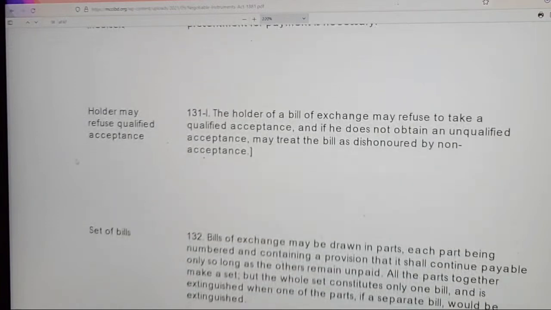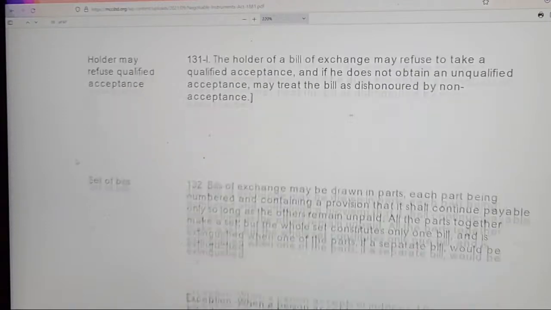Holder may refuse qualified acceptance. 131I. The holder of the bill of exchange may refuse to take a qualified acceptance, and if he does not obtain an unqualified acceptance, may treat the bill as dishonored by non-acceptance.